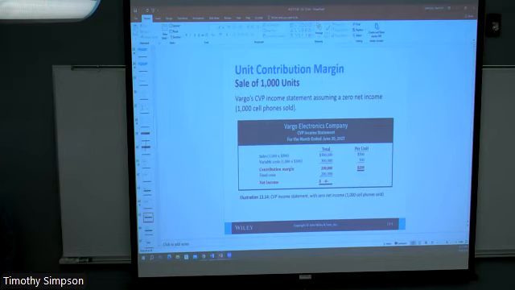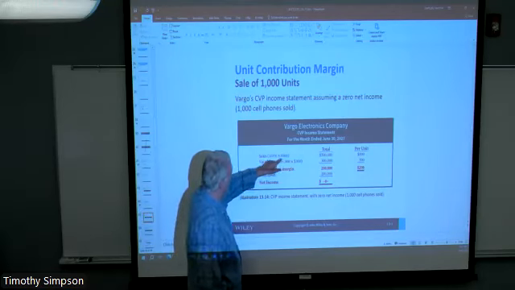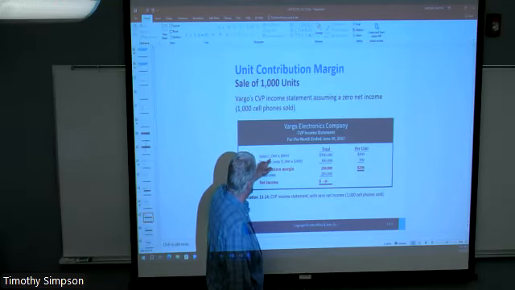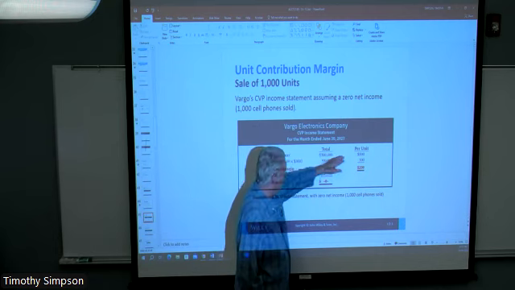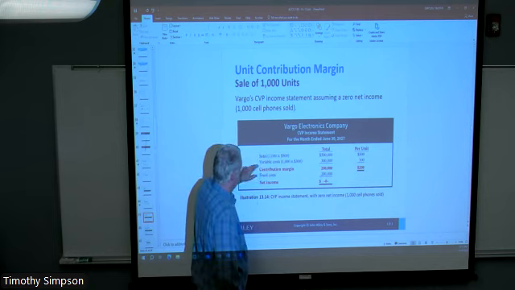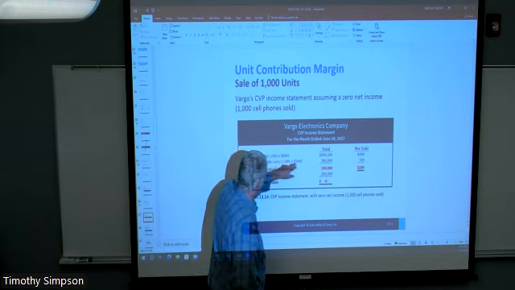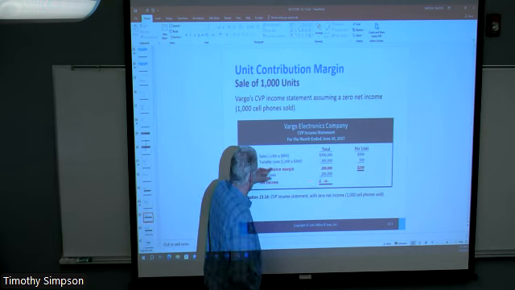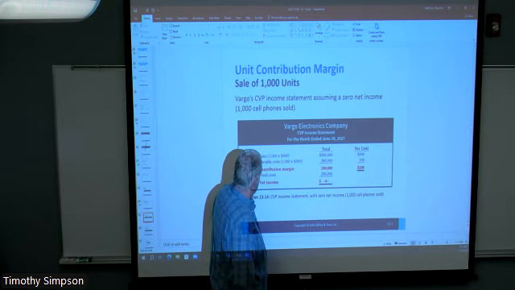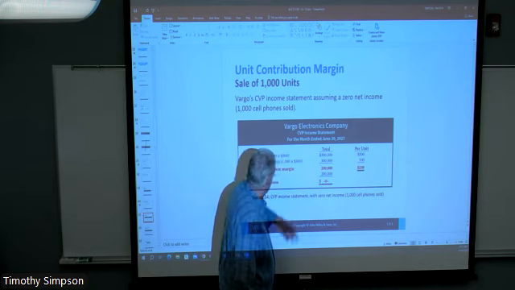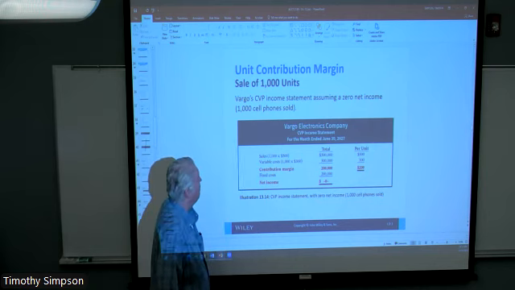So if we go to this issue of Vargo Electronics, we have a CVP income statement. So what do we have here? We have sales. Remember, the selling price is $500. We sold 1,000 units, so 1,000 times 500 is 500,000. And so the price per unit obviously is 500. And then we have variable cost of 300. So 1,000 times 300 is 300,000, which gives us a contribution margin of 200,000. Okay. And then we have fixed cost of 200,000, which gives us a net income of 0.